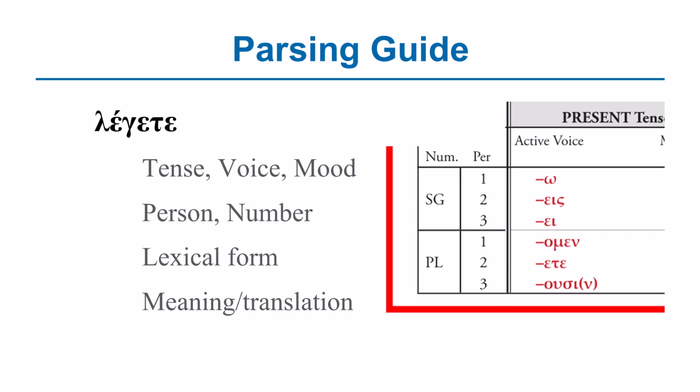So what are the steps you can use to parse a word? For example, if you're taught to parse the word legete, the example that is given there, legete. Step number 1, identify the part of speech for the word you're given. By part of speech, we mean identify whether the word you're given is a noun, or a verb, or a pronoun, or an adjective. Because when parsing, you can be given a noun, or a verb, or a pronoun, or an adjective. So step number 1, identify the part of speech.